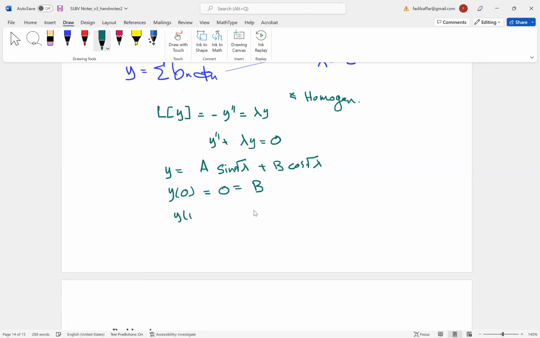And if we apply the other boundary condition, which is this one here, and that's equal to, we'll take a as a common factor, and that would be sine square root of lambda plus square root of lambda cosine square root of lambda.